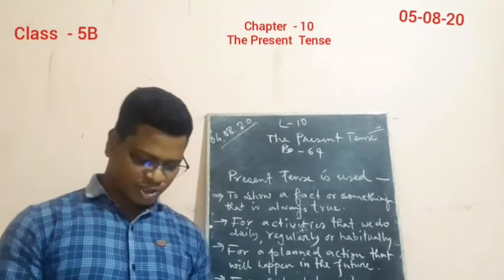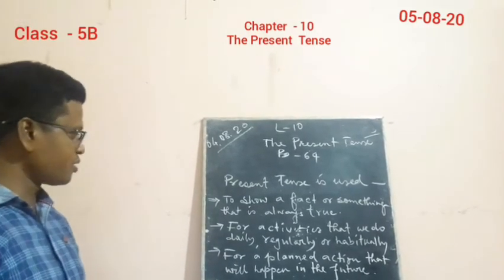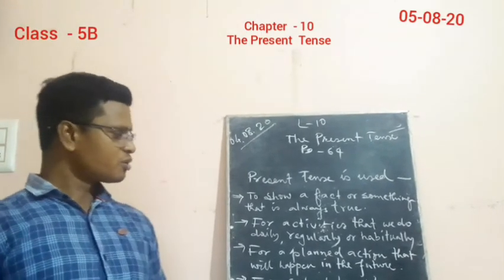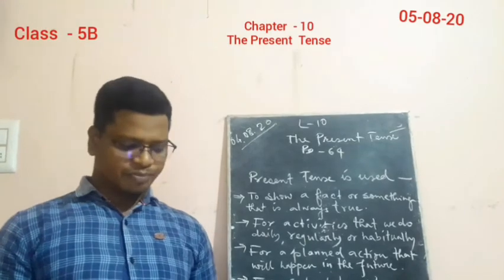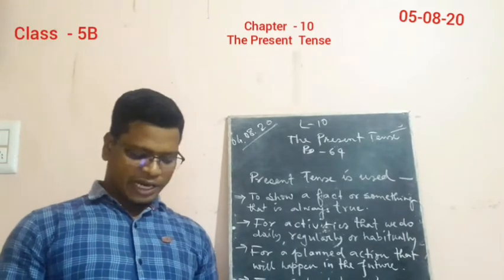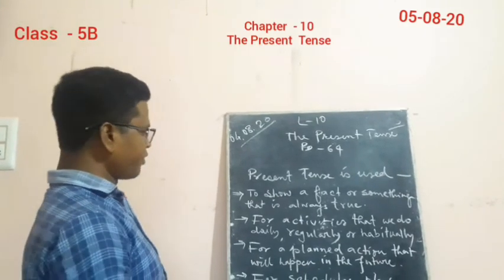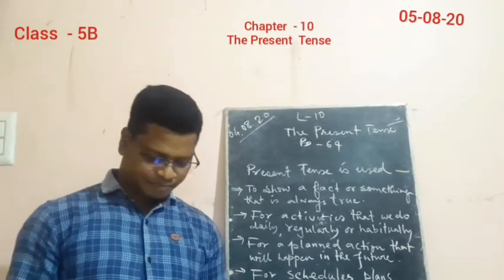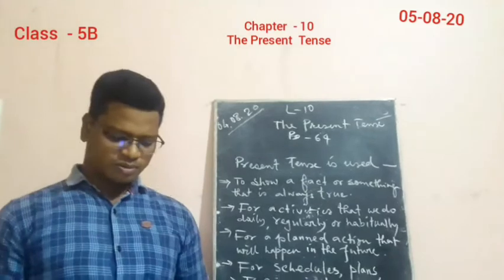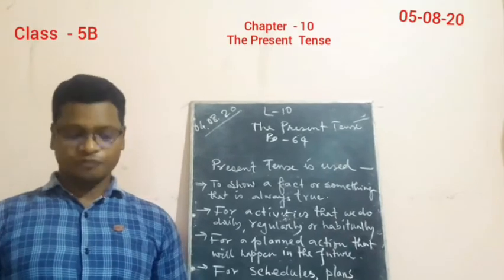To show a fact or something that is always true. So the first point you can see from the board here, written: to show a fact or something that is always true. That is the first point to be noted. Let us move on to the second point, that is for activities that we do regularly, daily or habitually. Let us move on to the next one, to express thoughts, feelings, emotions and beliefs, for planned actions or events that will happen in the future.